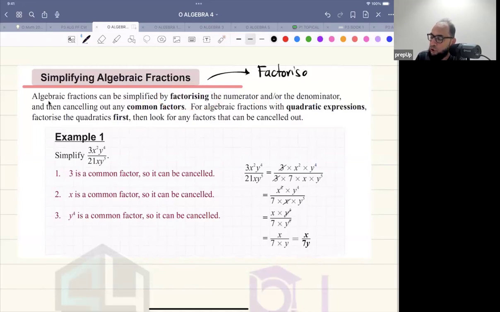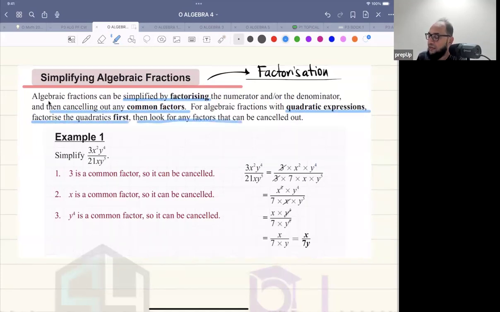Lecture 3 was all about factorization. So first factorize, then simplify. And then it says first factorize, then cancel out any common factors. For algebraic fractions with quadratic expressions, factorize the quadratic first, then look for any factors that can be cancelled out.